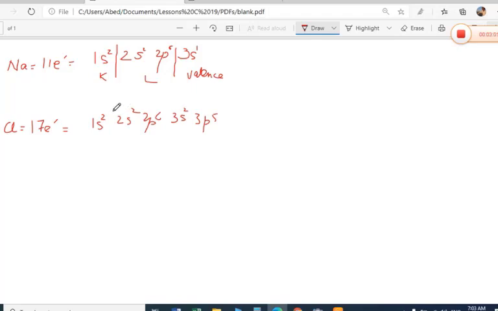So here again, similarly, this is K shell, this is complete, and L shell, this is also complete. So we have the last shell, that is M, and it has 7 electrons. Totals 5 plus 2, 7 electrons are in the valence shell.